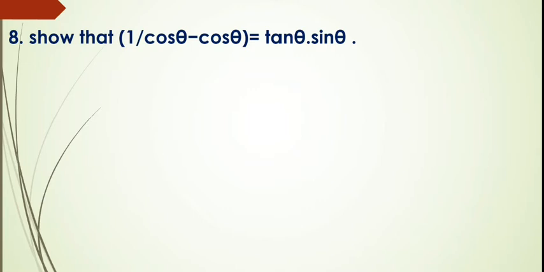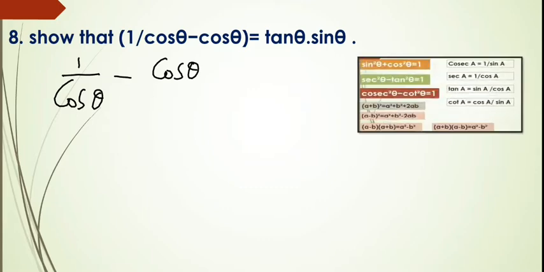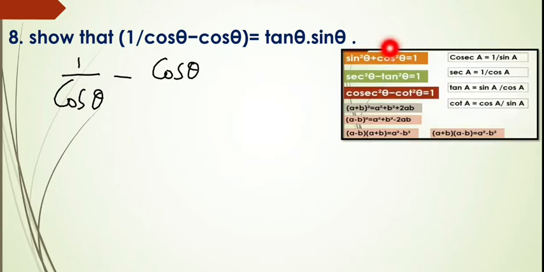See the problem. Show that 1 by cos theta minus cos theta is equal to tan theta into sin theta. Here observe that 1 by cos theta minus cos theta is there. Clearly the problem is in terms of cos only, and we can't use any trigonometric ratio. Square is not there, so no algebraic identity matches with this. So just see, we have to get tan theta into sin theta.